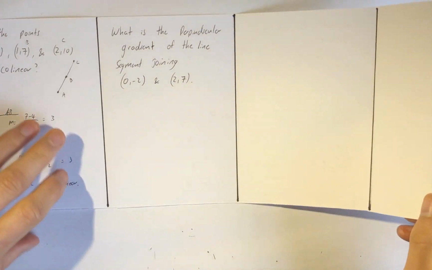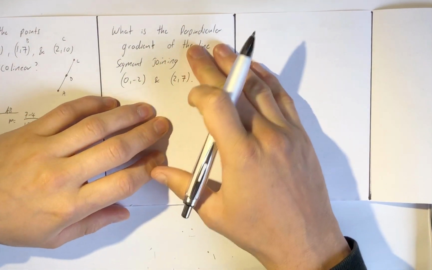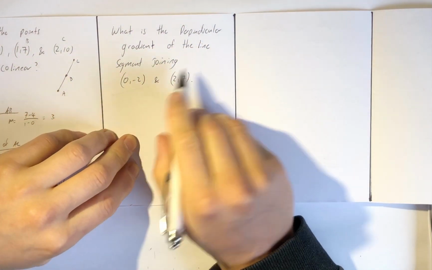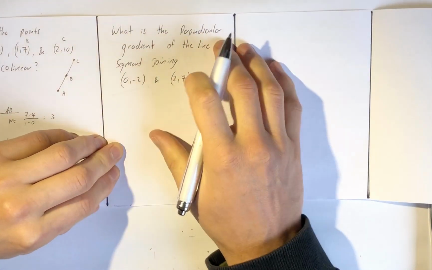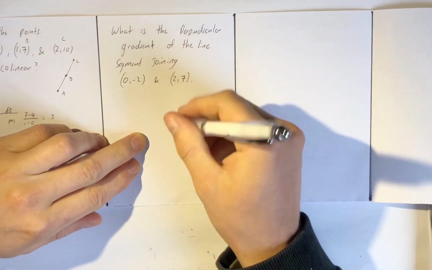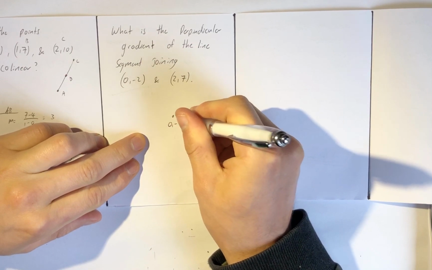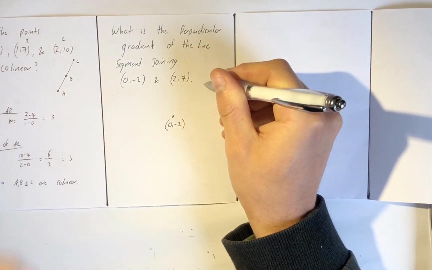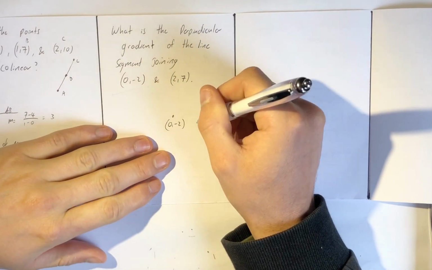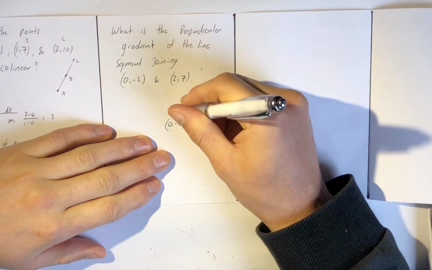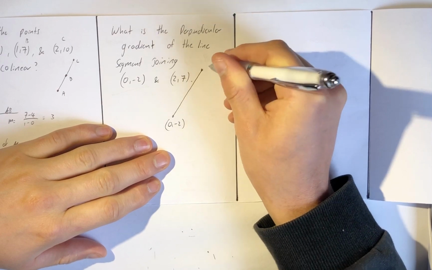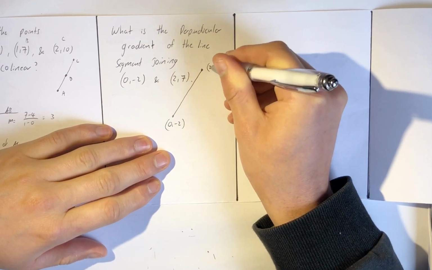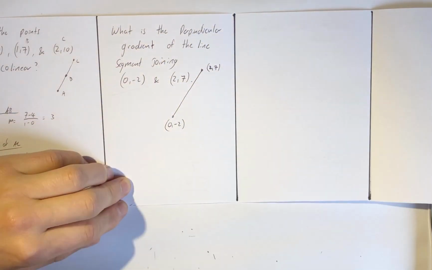All right, and last of all, what's the perpendicular gradient of the line segment that joins these 2 points? Well, what we do for this is we find out what the gradient is. So let's go, this is 0, -2, and we've got 2, 7. So across 2, up 9. So it's going to be quite steep, isn't it? Notice how I'm just trying to get a bit of an intuitive understanding of what's happening.